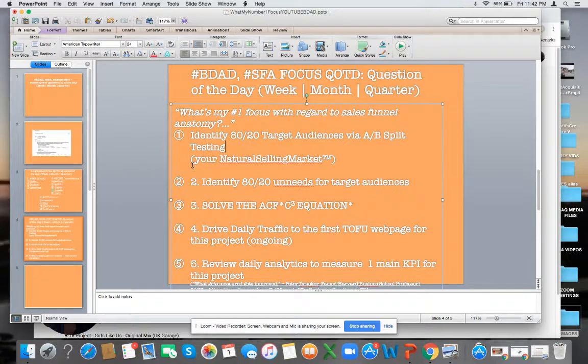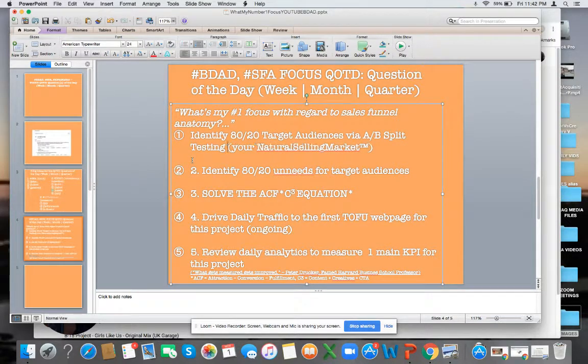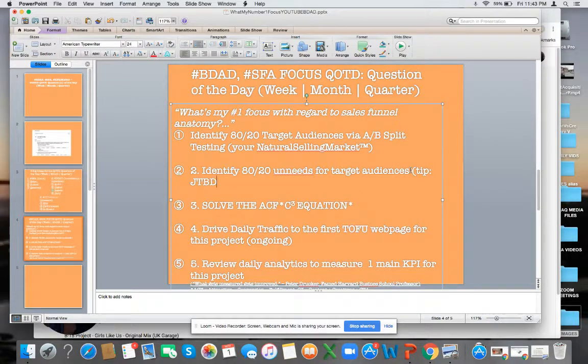I talked about this before, but this is basically the group of people that really resonate with you. Okay, they not only have the problem that you are keenly good at solving, but they just like your style. Then identifying the 80/20 unmet need for the target audience. One tip right here is the use of jobs to be done. All right, methodology.